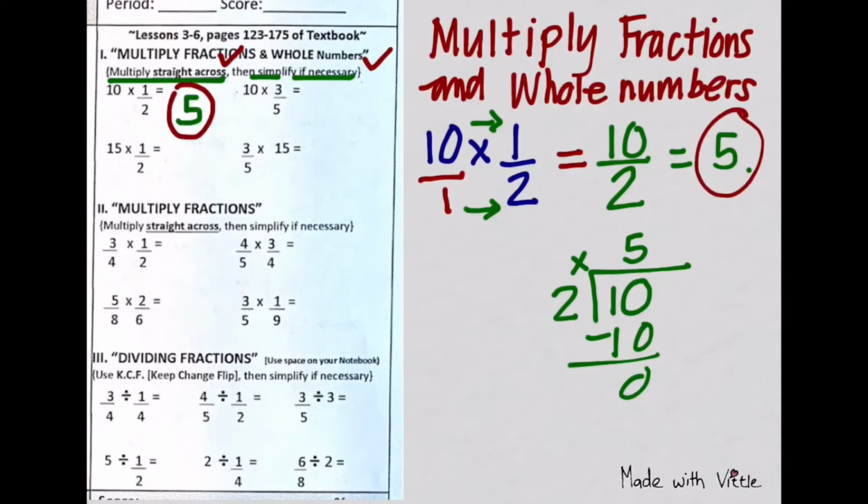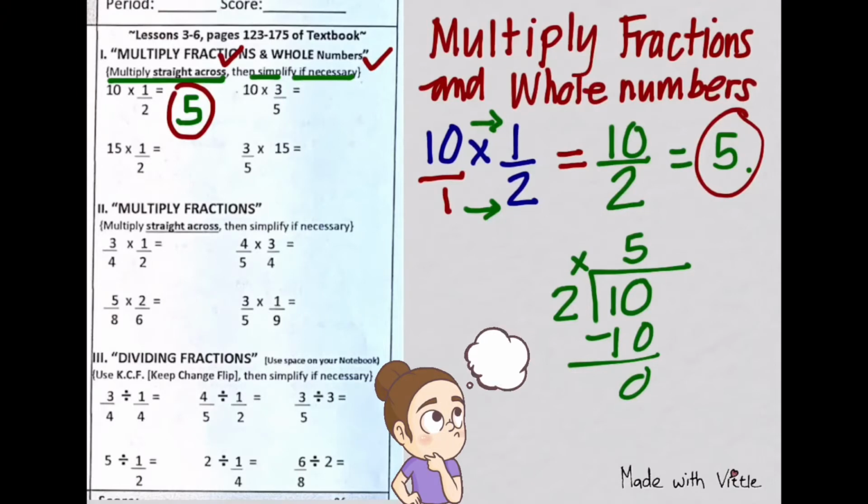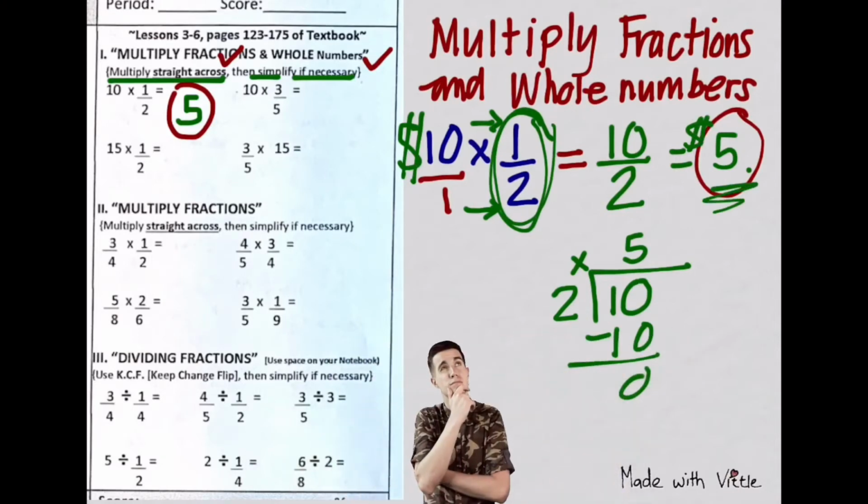So let's do some connection in real life here. For example, this is your $10. And then somebody said, can I borrow half of your $10? You're not going to give the whole $10 to the person who's trying to borrow, maybe your mom or your sister. You're just going to give half of the $10, which is going to be $5. Does that make sense?